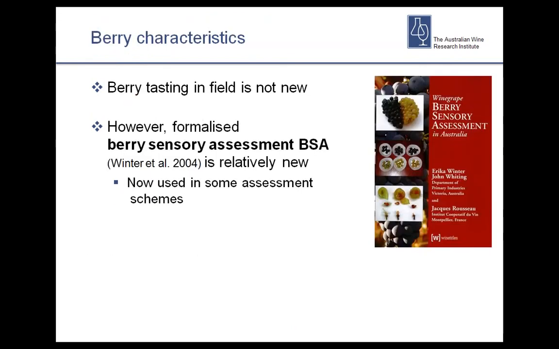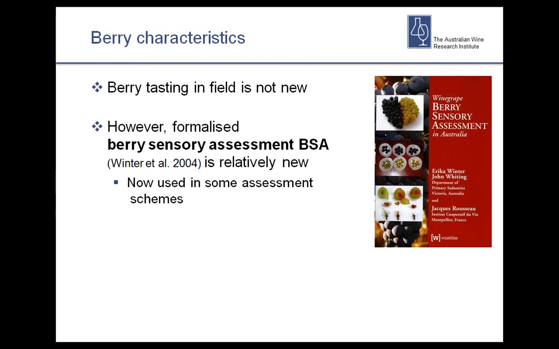In terms of berry characteristics, berry tasting in the field is not new. Many of us are familiar with the sight of a winemaker pulling up in their vehicle, walking into the vineyard and picking a few bunches and a few berries from those bunches from a few end vines in a vineyard, chewing up the berries, spitting out the seeds, and then drawing a conclusion as to whether the fruit is good or not. However, formalized berry sensory assessment is a relatively new phenomenon and has been described in the reference that you can see on the screen.